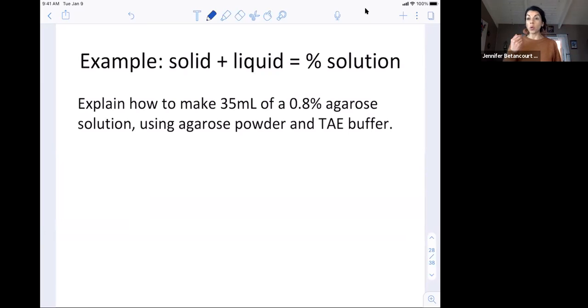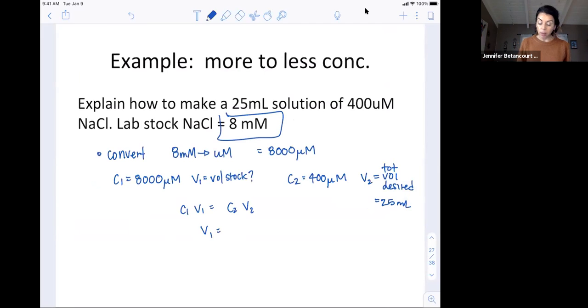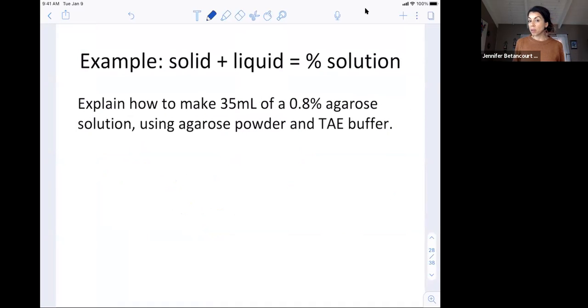Okay, so for this next one, you are going to be working independently in the beginning, and then you're going to share out your answers with other people. So in this example, this is when you come to the lab and your protocol asks you to make a certain stock solution. You know how up here we had a lab stock of 8 millimolar. Somebody had to make that, and it came from solid plus liquid. At some point in time, that solution needed to have been made from NaCl salt and water and dissolved. So that's what this is, a solid plus a liquid.